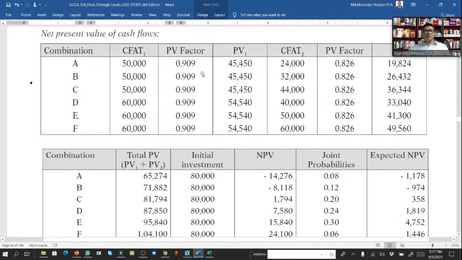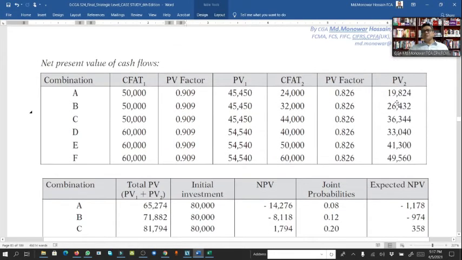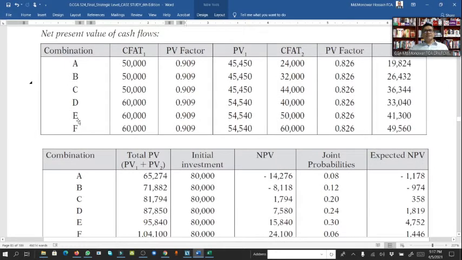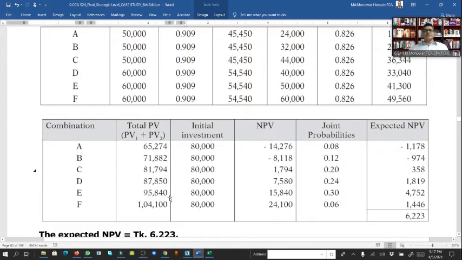PV1 plus PV2: 45,450. If we add PV2 19,824, then we will get 65,274. And for the year 5, PV 54,540, and here 41,300. Then what we will get? 95,840.